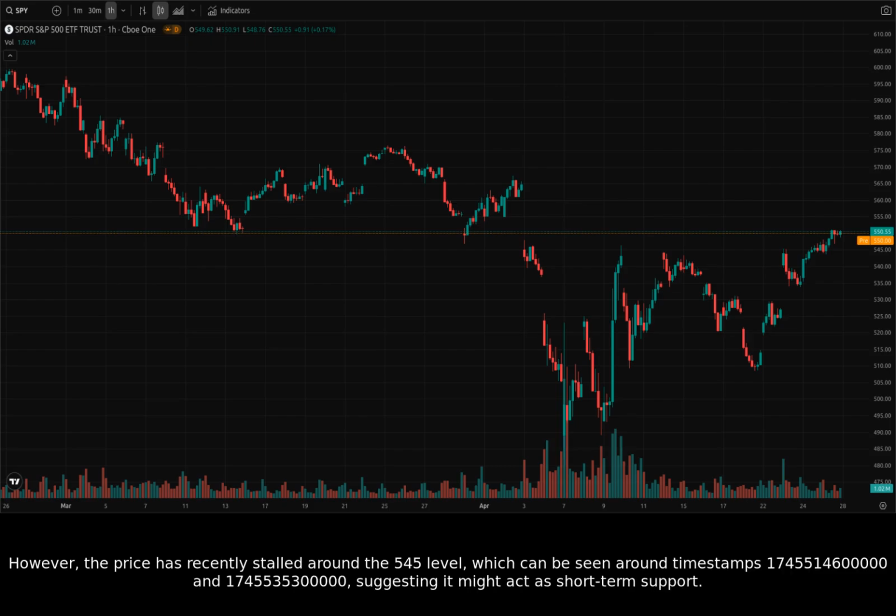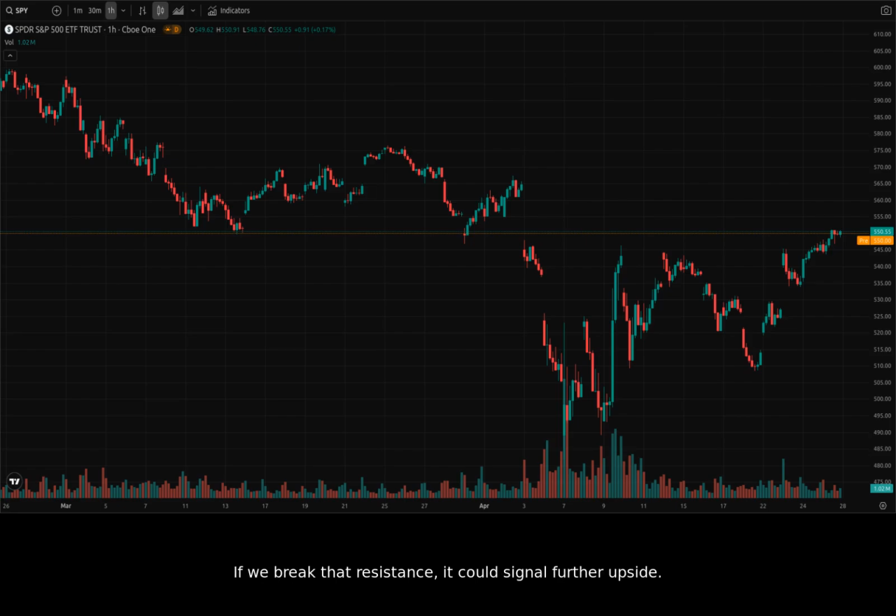However, the price has recently stalled around the 545 level, which can be seen around timestamps 1745514600000 and 1745535300000, suggesting it might act as short-term support. If we break that resistance, it could signal further upside.